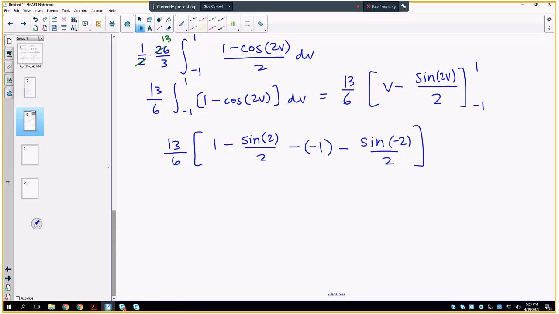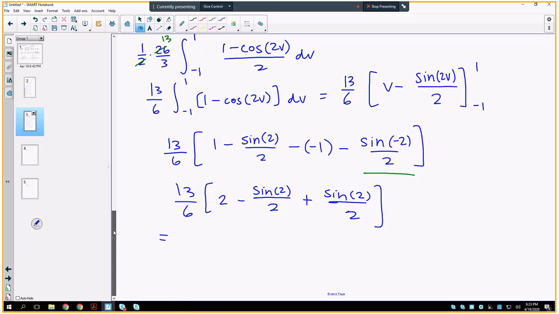So that should be 13 over 6. 1 plus 1 is 2. And then I have minus sine of 2 over 2. But I know that sine is an odd function, so this term here, the sine of -2, is going to become the minus sine of 2. Minus times minus is plus, so it becomes plus sine of 2 over 2. So those two terms cancel. Final answer then should be 13 over 12.